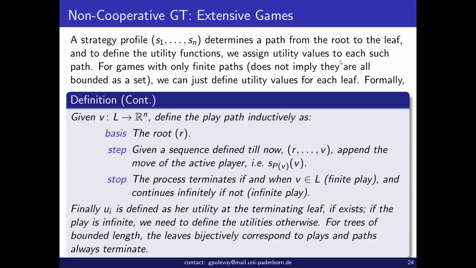Now a strategy profile determines a path from the root to the leaf, or an infinite path. The leaf is not met given the profile. And to define the utility function, you just assign the values to each path. Now, if the paths are finite, so they eventually end in a leaf, then we can just define the utility for each leaf. Otherwise, you need to really define the utilities for each path.